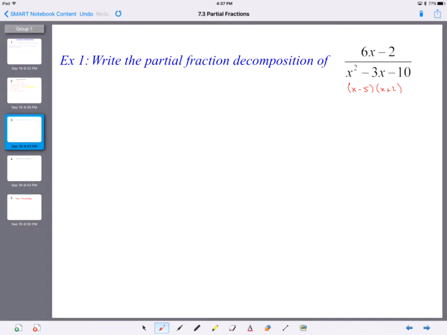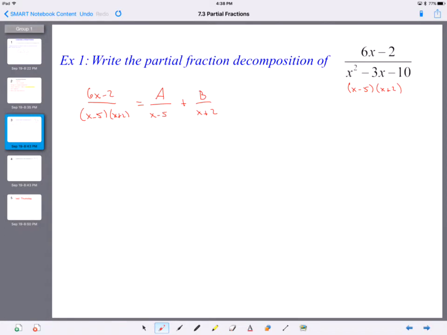We're going to rewrite the expression as a sum of A and B. So we're going to take the original, which is 6x minus 2 over the factored form of the denominator, x minus 5 and x plus 2. And we're going to rewrite this. We don't know the numerator, so we're going to call that A. And then one of the denominators will be one of the factors, so x minus 5, plus B, once again we don't know that, over the other factor of x plus 2.